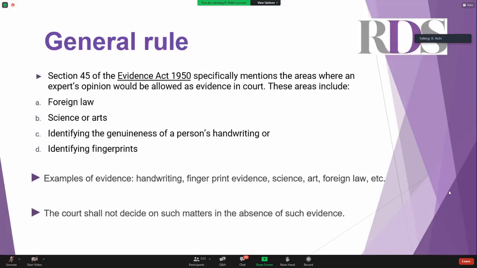But there are aspects in which it is interesting, and a few things I would touch on slightly. One is foreign law. The moment that the matter concerns laws which relate to other countries, it ought to be dealt with by way of expert evidence being led by legal experts from that particular jurisdiction. And then the other point, insofar as the general rule is concerned, the court shall not decide on such matters in absence of such evidence.